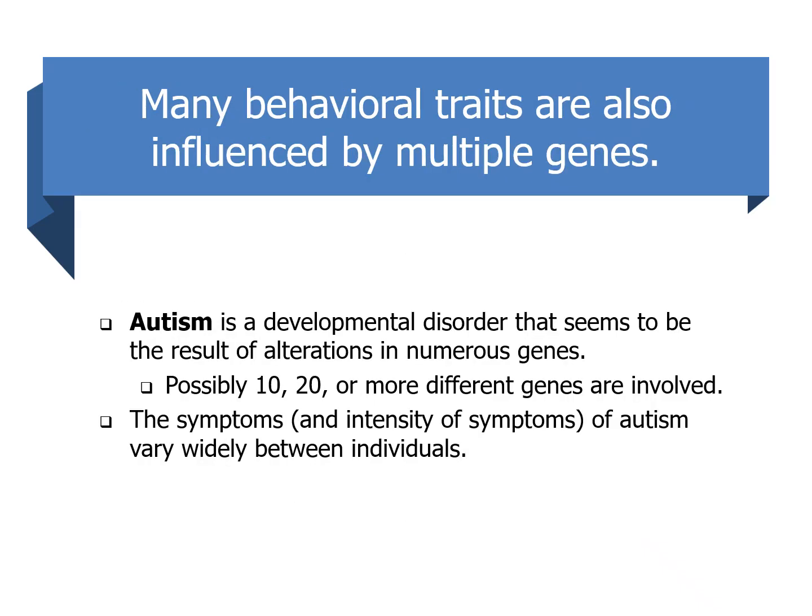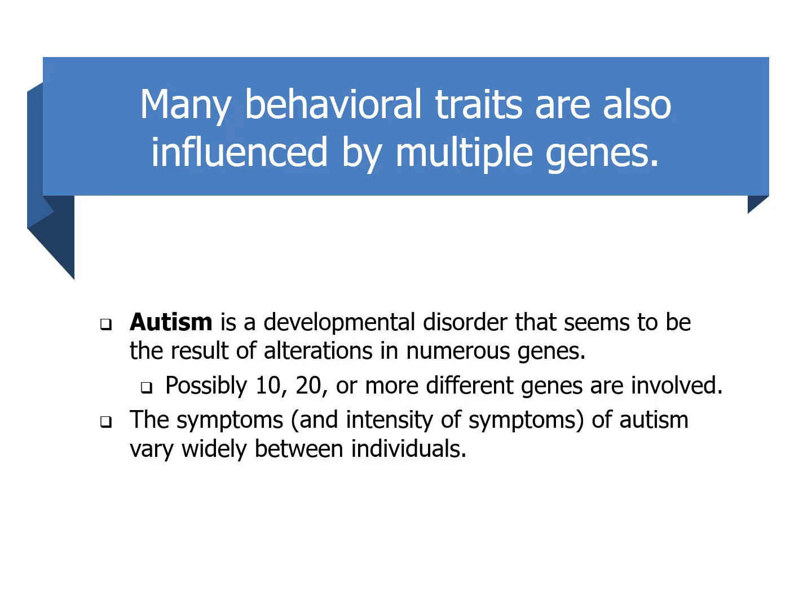There are also behavioral traits that can be influenced by multiple genes. An example is autism. This is a developmental disorder that can be the result of 20, maybe more genes that kind of have this additive effect. So the severity or intensity of the symptoms can really vary widely from one person to the next who have autism.